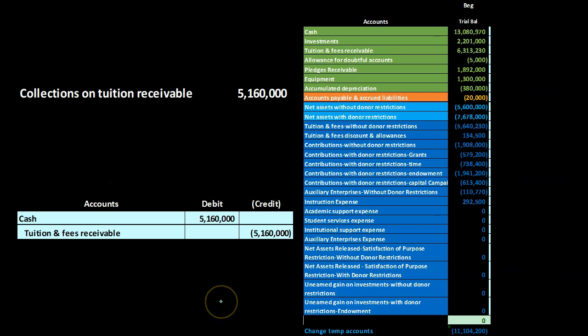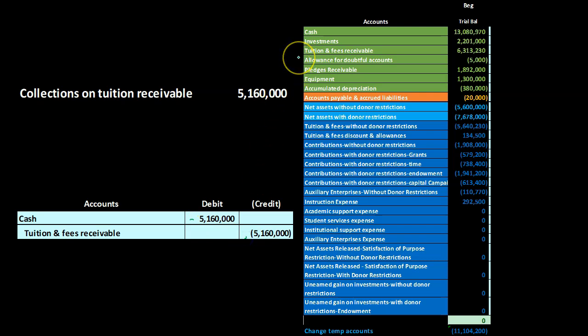11,104,200. Now we're going to have the collections on the tuition receivables. So collections on tuitions receivable throughout the time period. We're going to record this all as kind of one group journal entry. These are all the collections on the receivable. Would be similar as to a for-profit type of organization. Obviously, we're collecting, therefore cash increasing. So we have the debit to cash. The credit then going to the tuition fees receivable.